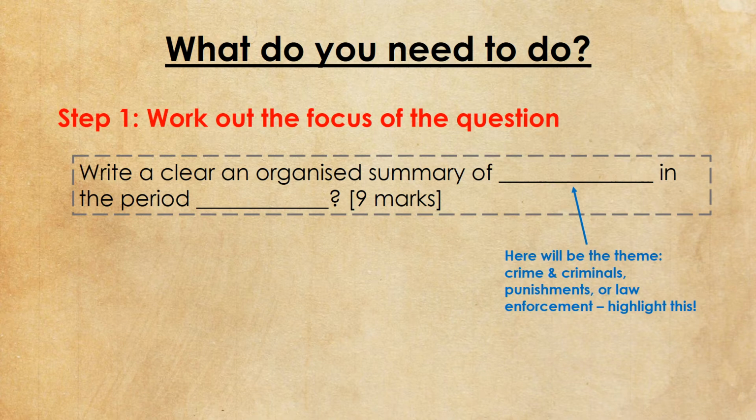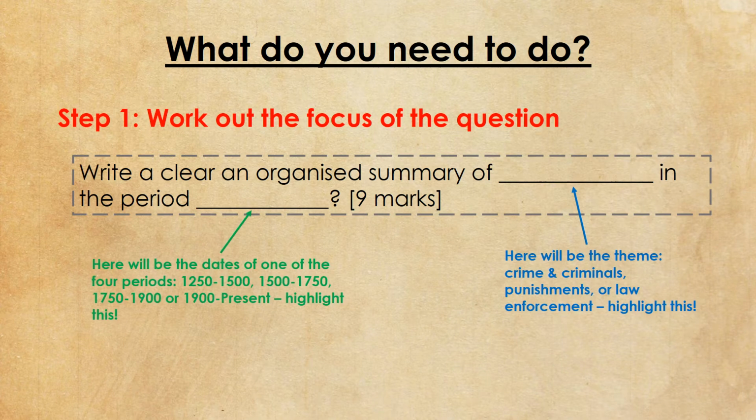It will then say in the period... This is where there will be one of 4 different sets of dates. It will either say 1250 to 1500, 1500 to 1750, 1750 to 1900, or 1900 to present. Again, you are going to need to highlight this because this is where you are going to need to extract your relevant examples from in the history of crime and punishment.